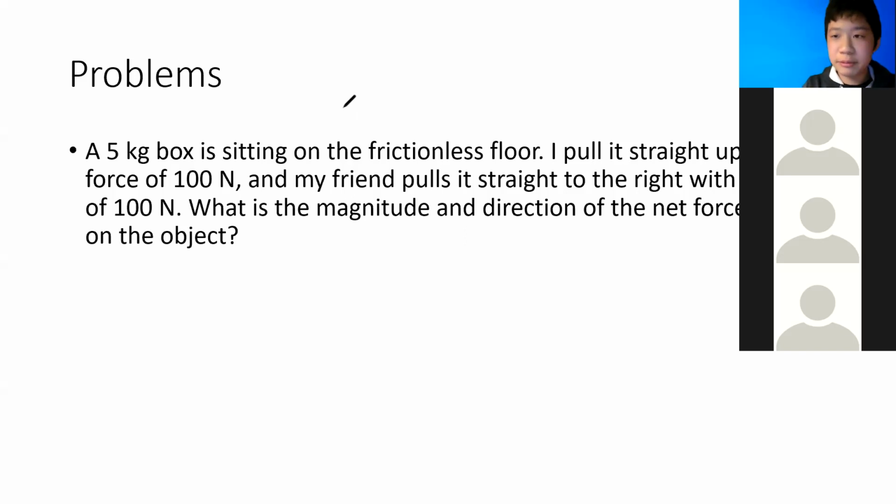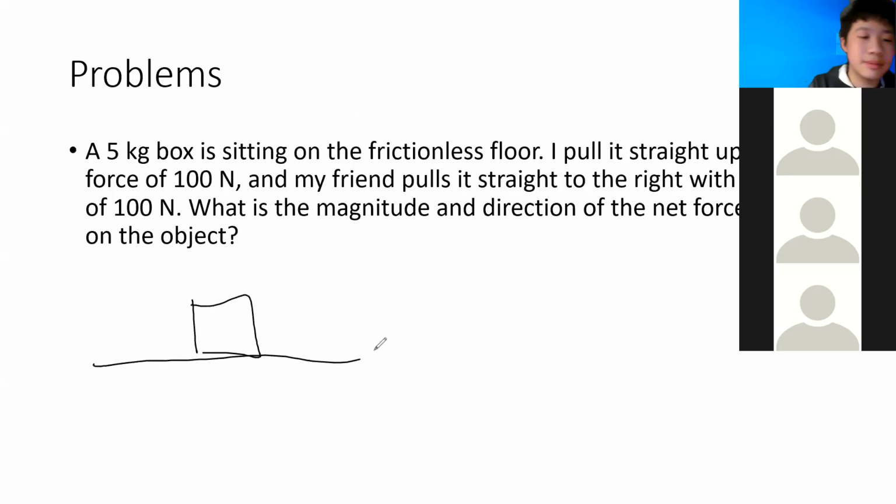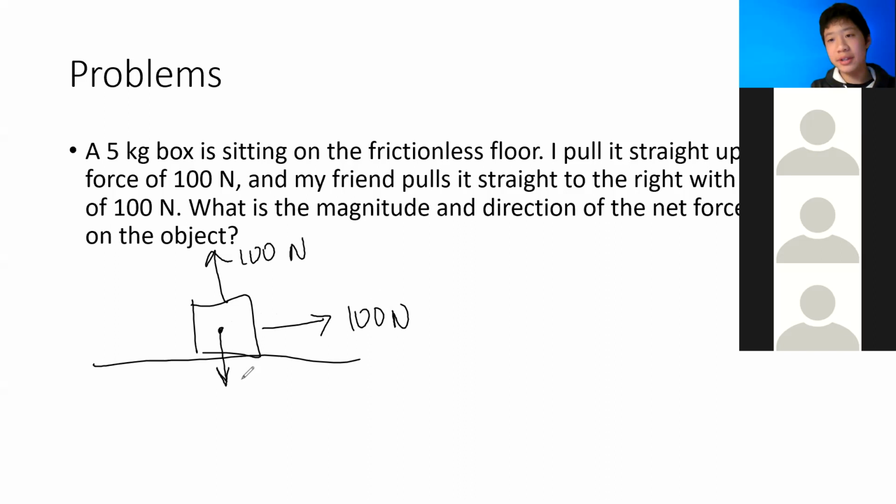So I'm just going to go through this problem here. What's really important is to always draw a force diagram. Okay, so I have a 5 kilogram box sitting on a frictionless floor, which means I can just ignore all friction that might occur, and I pull it straight up with a force of 100 newtons. My friend pulls it straight to the right with a force also 100 newtons. And remember, we have a gravitational force pulling this box down, mg. You cannot forget this gravitational force.